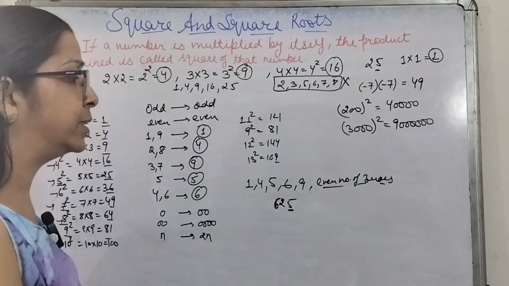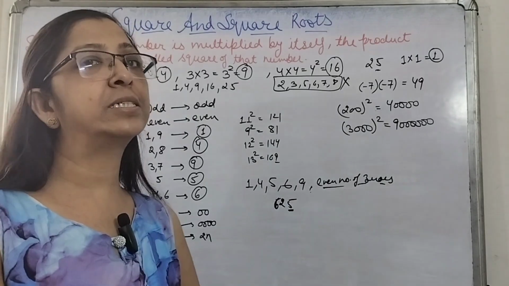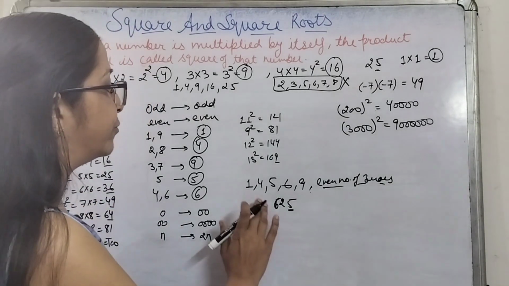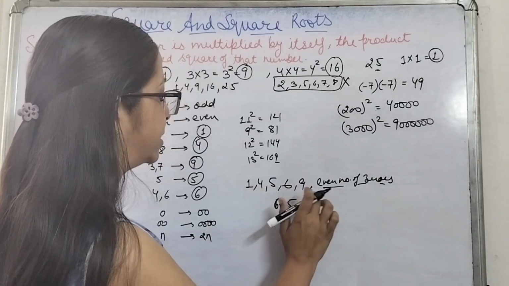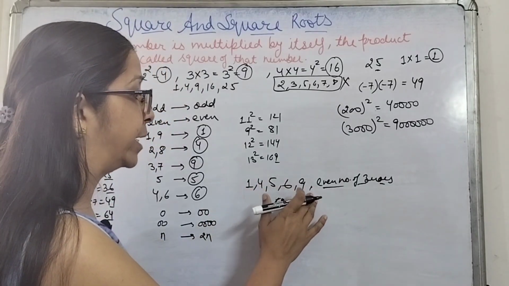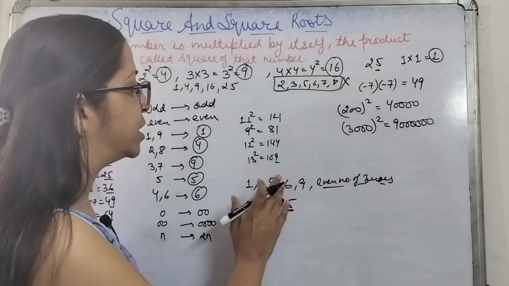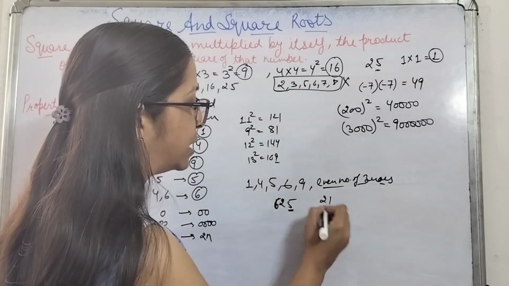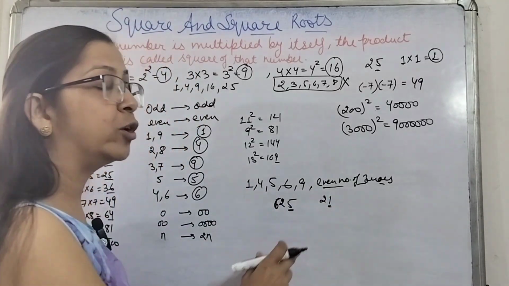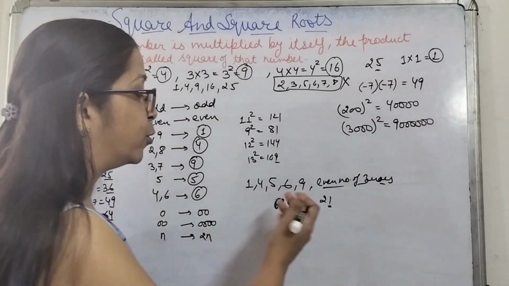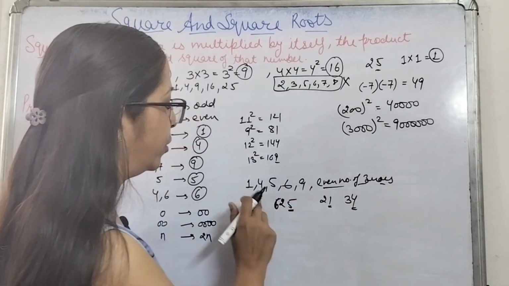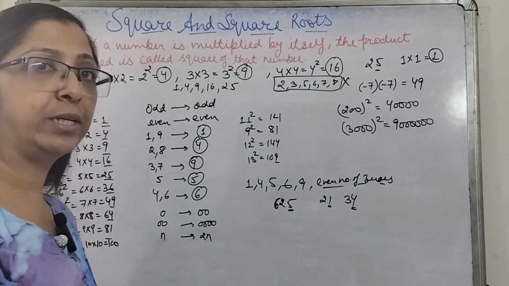So it is possible that this 625 is the square of some number. But it is not always compulsory that if a number is ending with 1, 4, 5, 6 or 9, it will be a square of some number. Like if I say 21, this number is ending with 1 but it is not a square of any number. Suppose I say 34, this number is ending with 4 but it is not a square of any number.